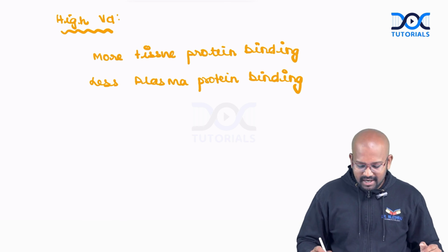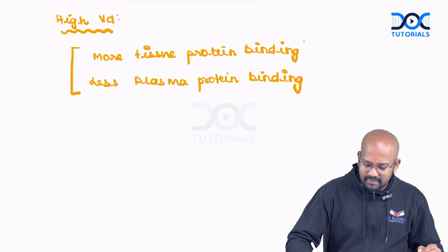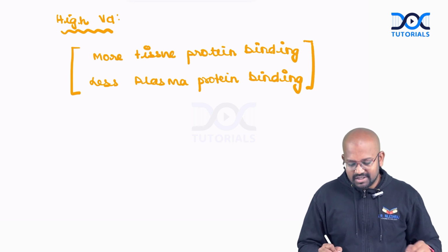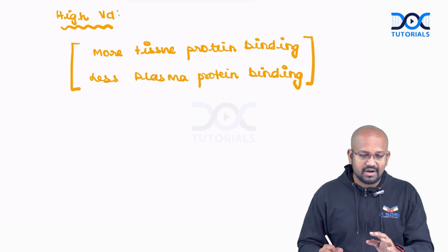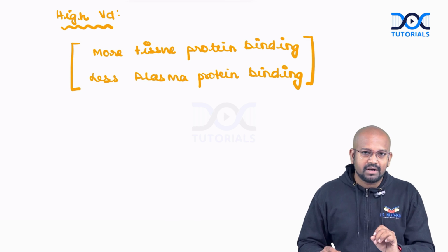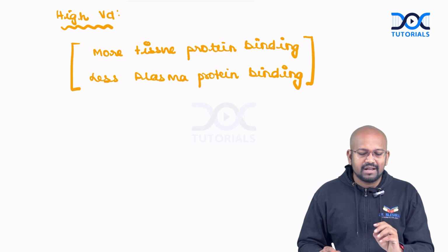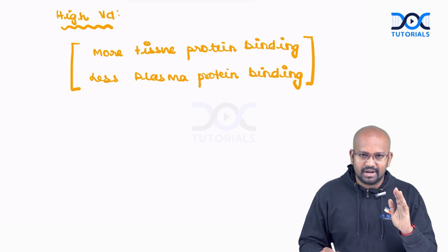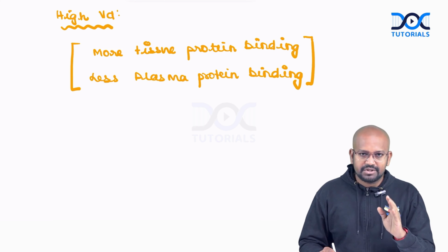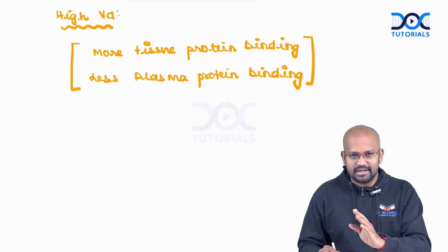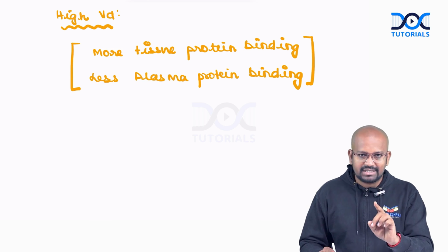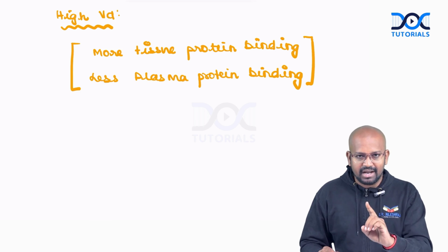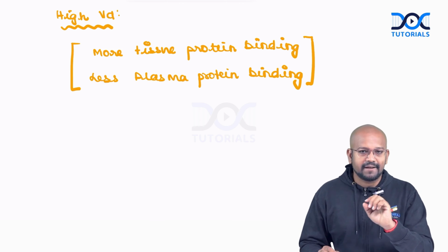More tissue protein binding and less plasma protein binding. Very important step, guys. We have seen multiple questions asked from this one liner itself. So please understand that if a drug is having a high plasma protein binding, more of the drug will remain inside the plasma. High volume of distribution, more of the drug will be there inside the tissues. That's why we call it more tissue protein binding, less plasma protein binding.